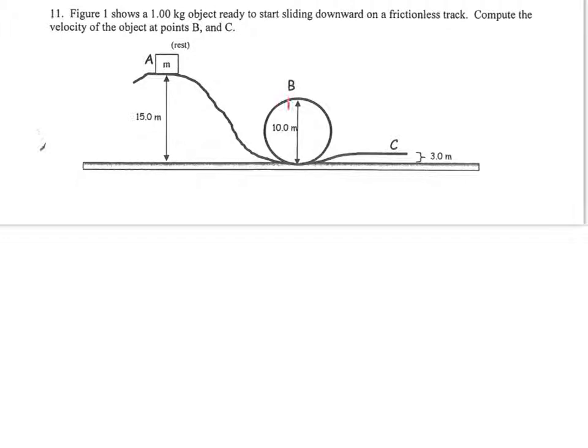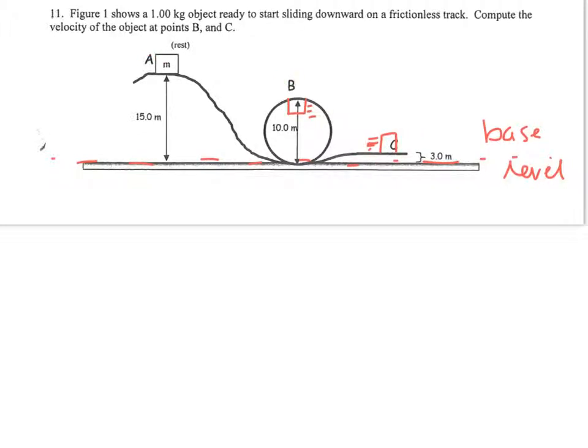So I'm just going to sketch the object there, and it will be moving. And then at C, it will also be moving. It tells us that the height at A is 15 meters, height at B is 10 meters, and height at C is 3 meters. So we want to make our base level where it would be most convenient, in this case, the ground. So labeling this base level. And the diagram's already been labeled with point A, point B, and point C.